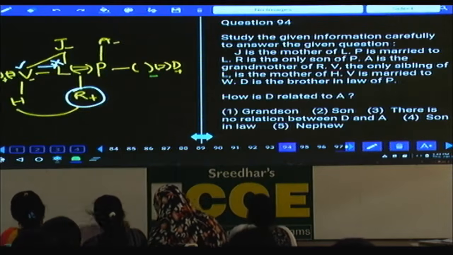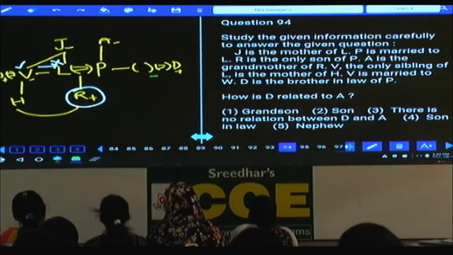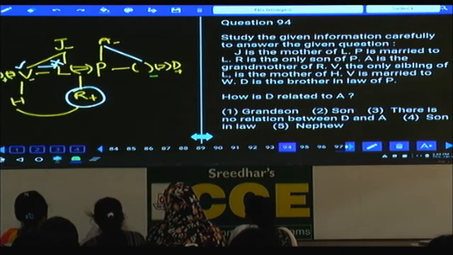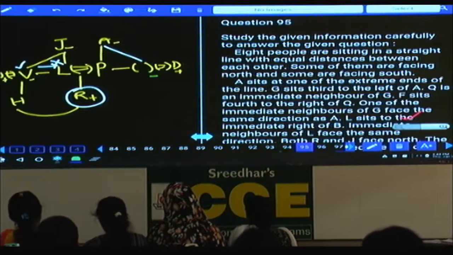Then 94. How is D related to A? Yes, any answer to this one? How is D related to A? Now P and this person are siblings to each other. P's daughter's husband. Daughter's husband is son-in-law. Son-in-law, that is choice 4. Then coming to 95 onwards.